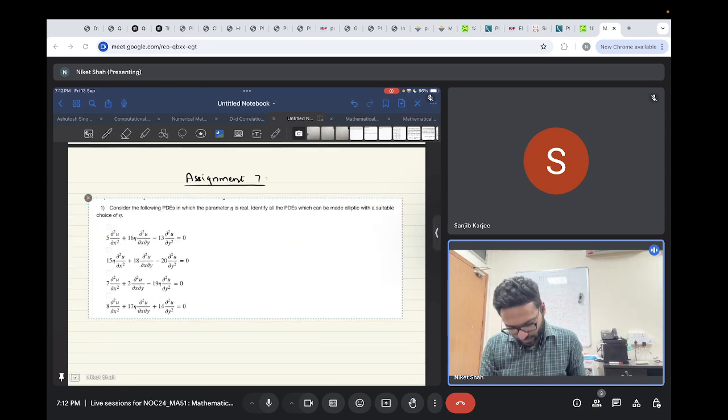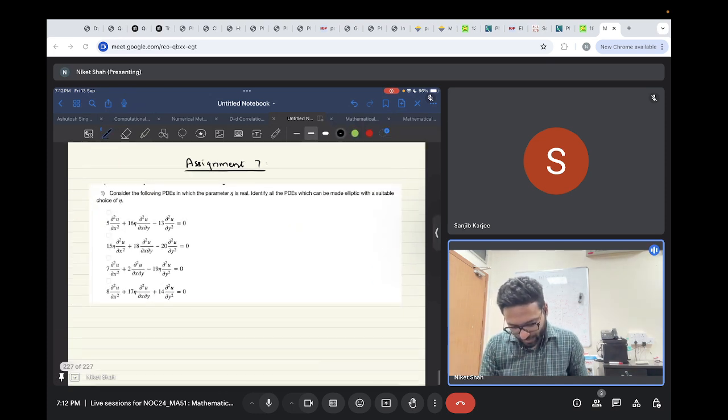Okay, so the first question is: consider the following partial differential equations in which the parameter eta is real. We have to identify all the partial differential equations which can be made elliptic with a suitable choice of eta. So firstly, what is an elliptic partial differential equation? That's what we start with.